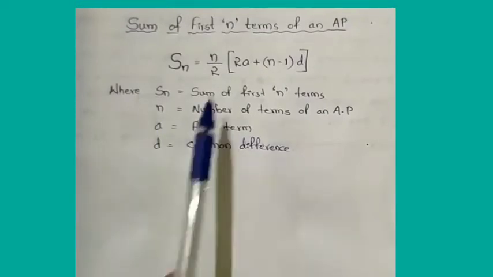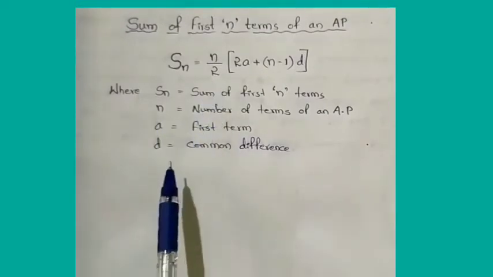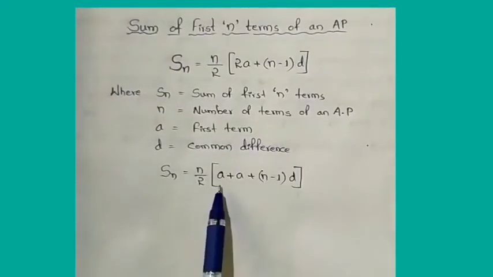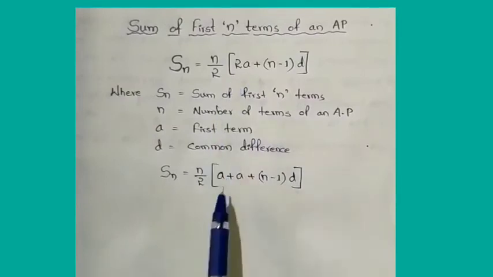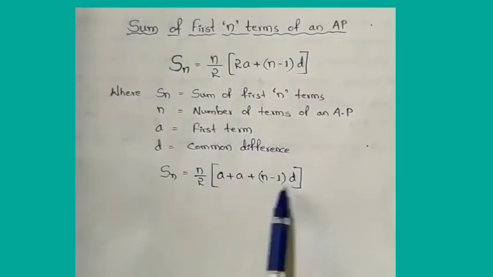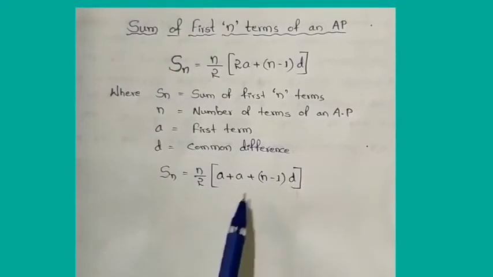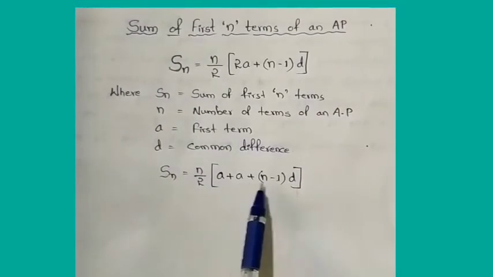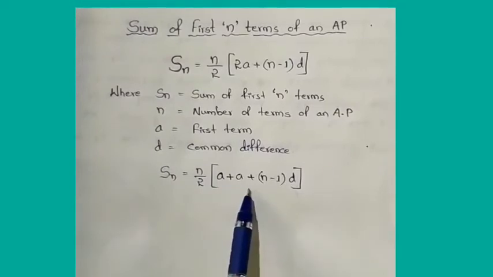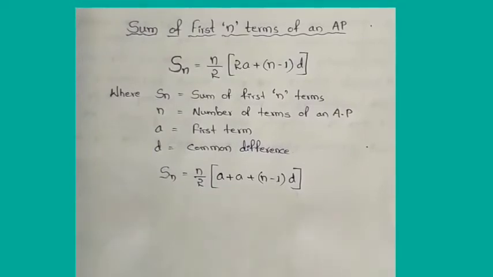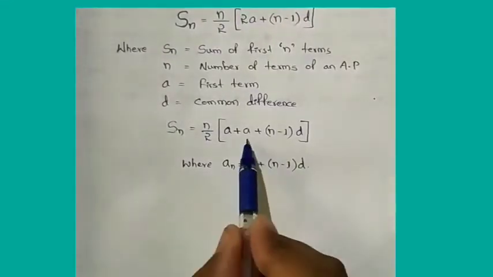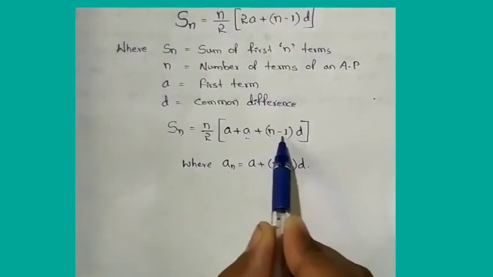So we can rewrite this equation in the form of the last term also. Now I rewrite this 2a as a plus a, and the same n minus 1 into d. See, observe here, what is a plus n minus 1 into d? This is our nth term formula. Now substitute an in place of a plus n minus 1 into d.